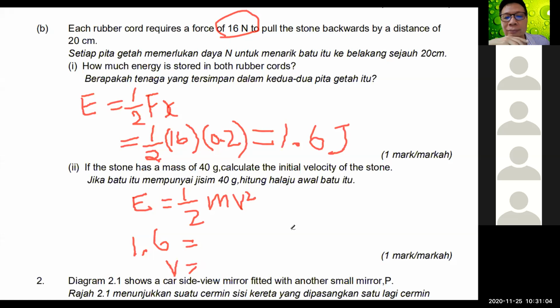So one answer. Okay, I continue a little bit now. 1/2 mass, change to kilogram. 40 divided by 1,000. So it's 0.04, I suppose, divided by 1,000. So you find the V.